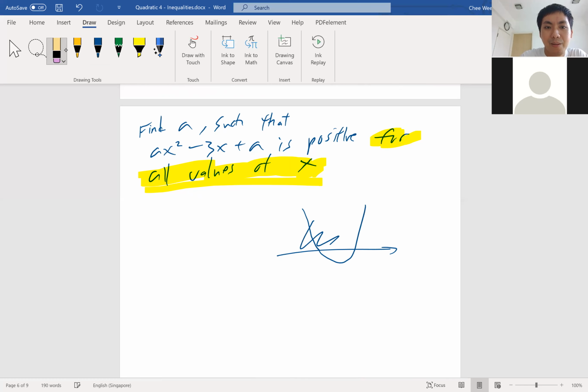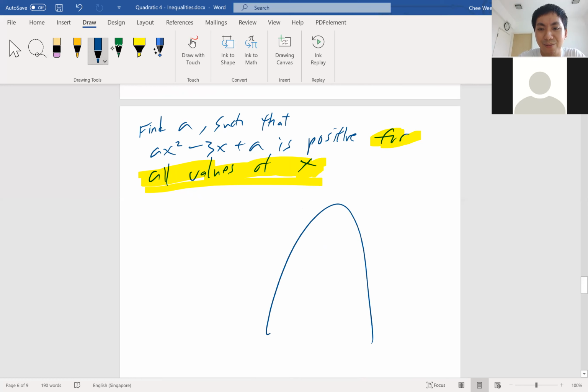How do you do that? Because this graph can't be an N-shaped graph. An N-shaped graph can't be 100% positive, right? At some point, you will breach the x-axis. You get what I'm saying?